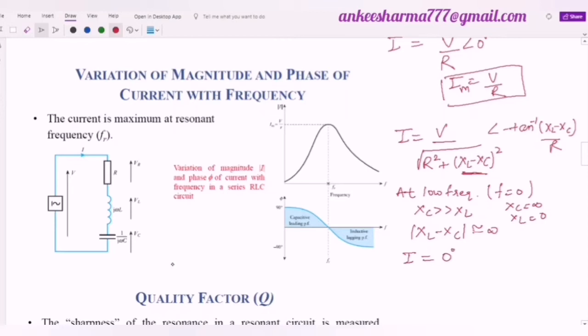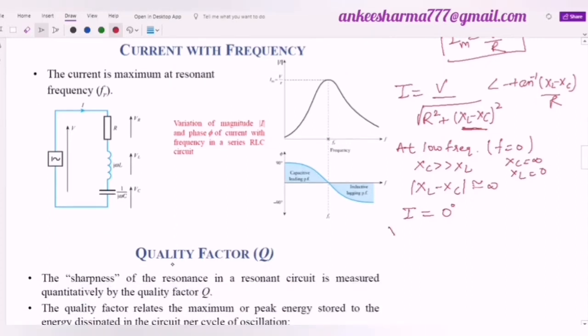Second, if I increase the frequency, then at high frequencies XL will be very, very greater than XC. Again, in this case, if I take the extreme case, that is f equal to infinity, can I say my I is equal to 0? It is not 0 degree, it is only 0. So I will be 0 at f equal to infinity. So these are the two cases.